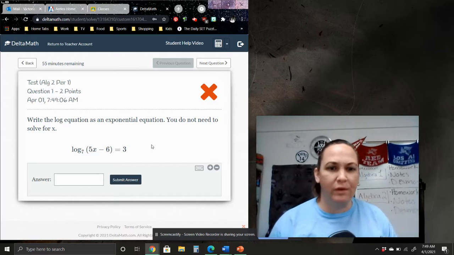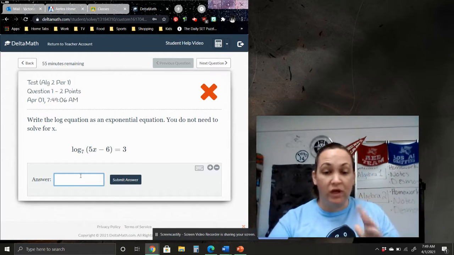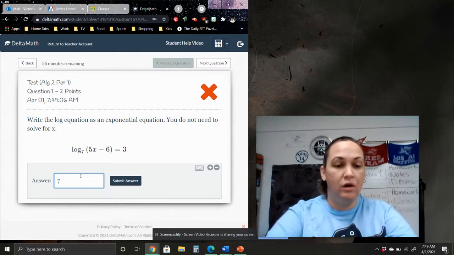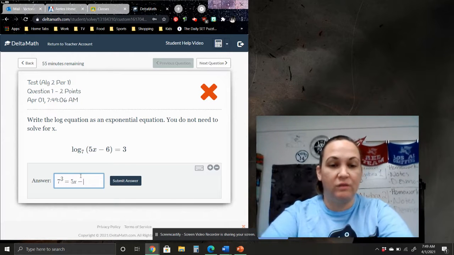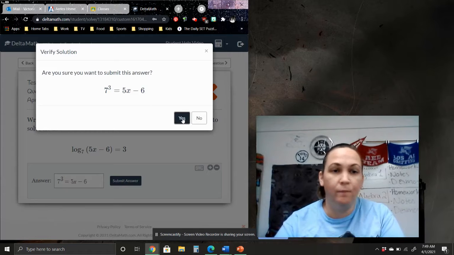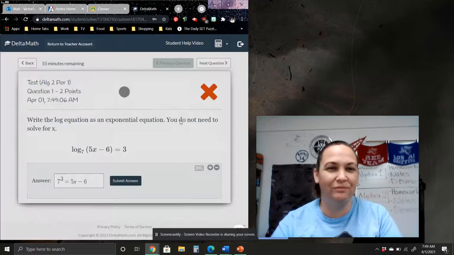I'm not even going to use my whiteboard for this one. I'm just going to say it in my head and then type it out. So this one changes to 7 to the power of 3 equals 5x minus 6. So that's exponential form. And again, we're not doing any calculating. We're not doing any solving. We're just switching the format.